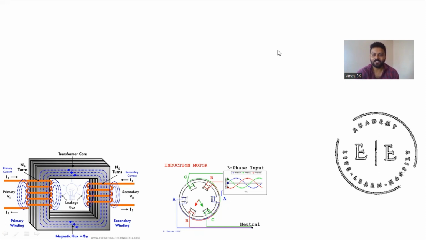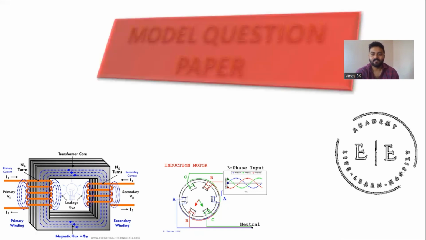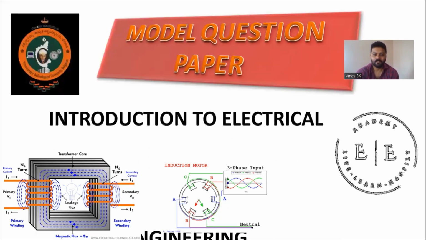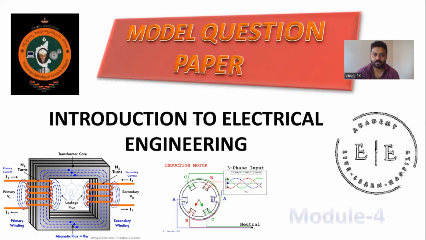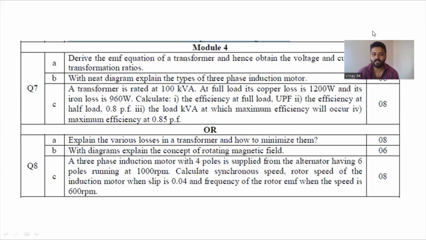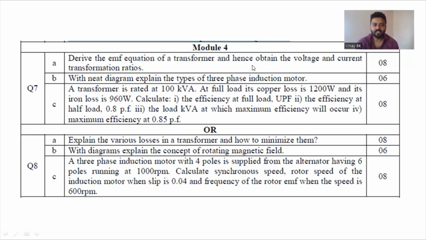So let's continue the model question paper of Introduction to Electrical Engineering for Module 4, that is for transformers and three-phase induction motor. Let's move on to the question paper. Question number 7, Module 4. First one, derive EMF equation of a transformer and hence obtain the voltage and current transformation ratios for 8 marks.